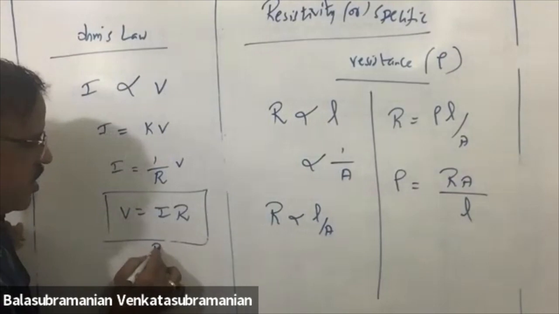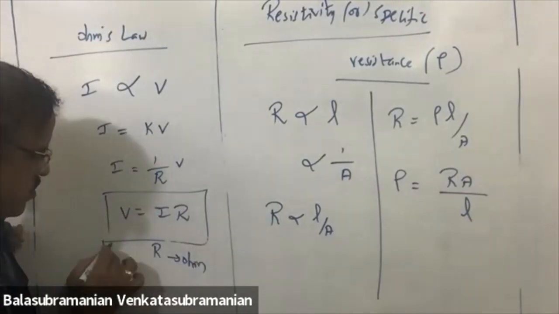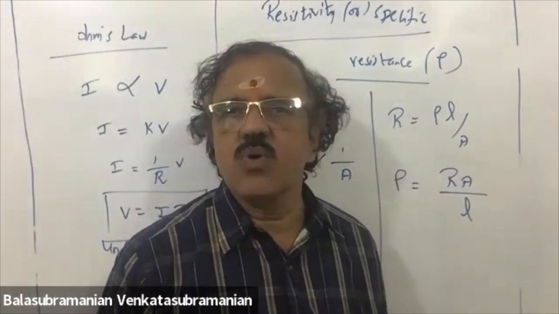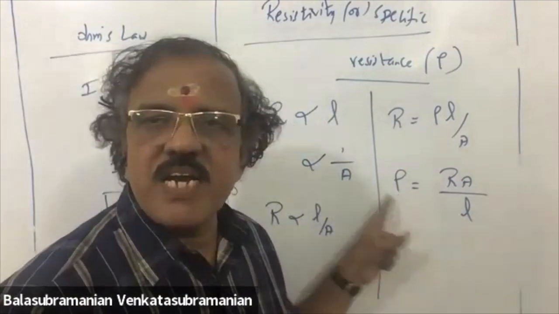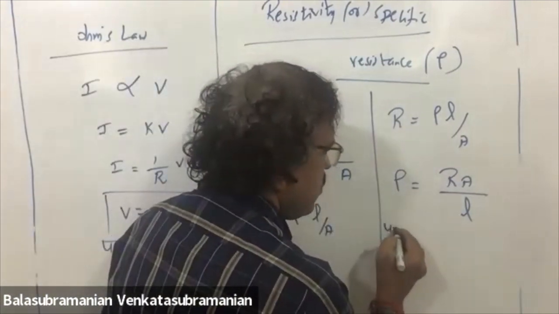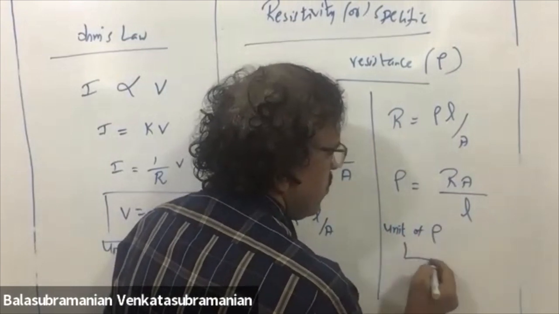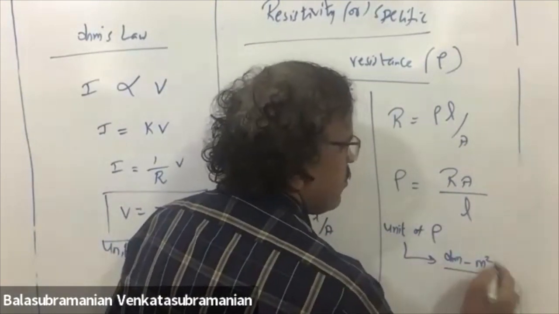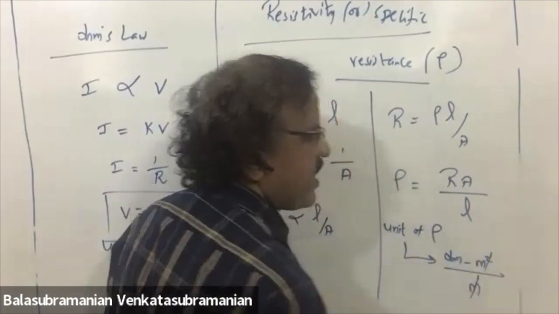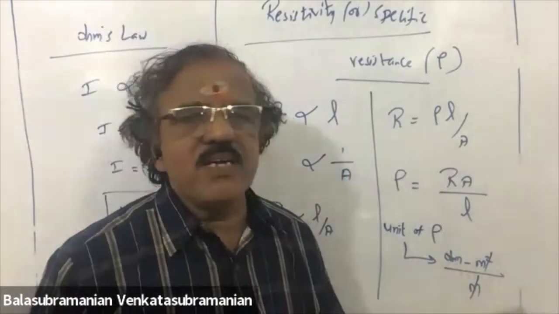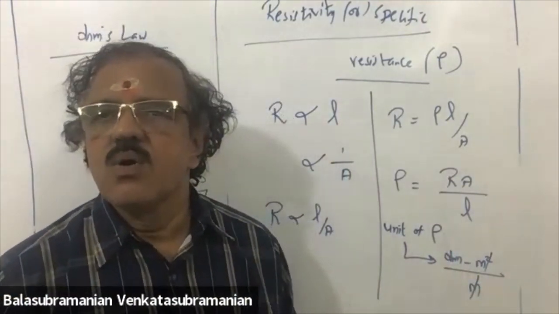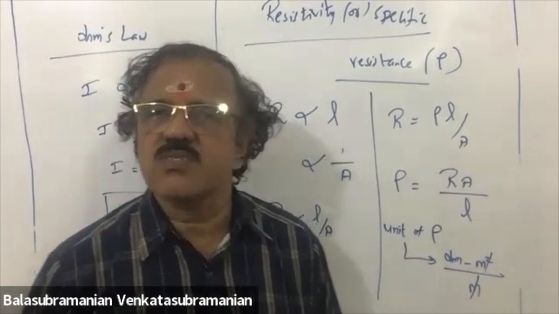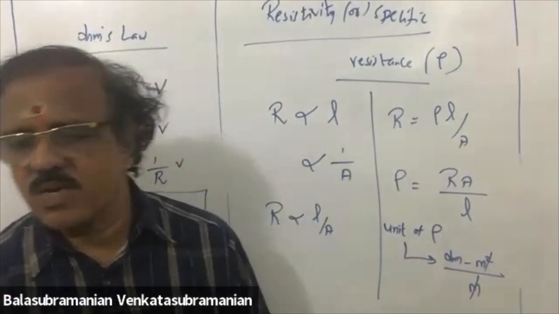Unit of resistance here is ohms. So unit of resistivity means ohm, area meter square, length meter, meter cancels. Ohm meter is the unit. Ohm meter is the unit of resistivity or specific resistance. Okay.